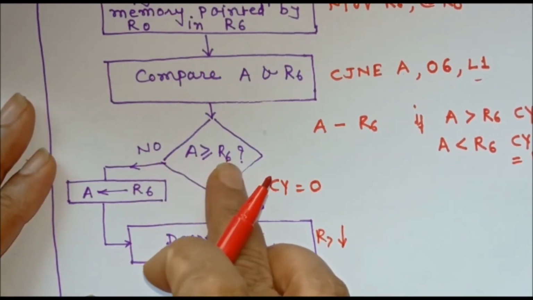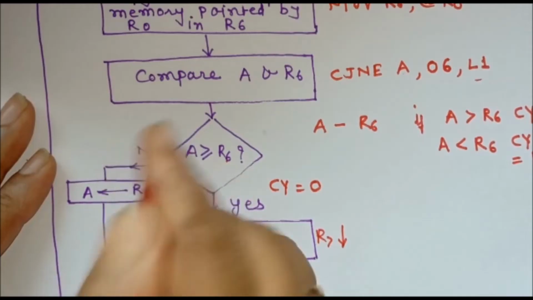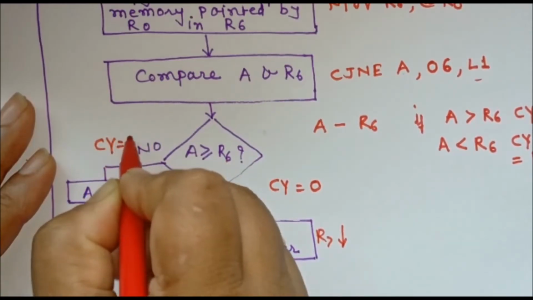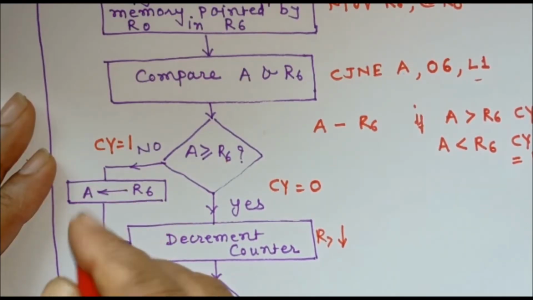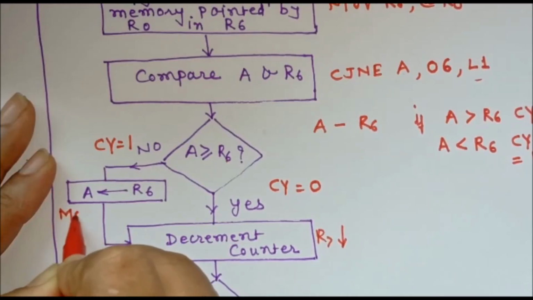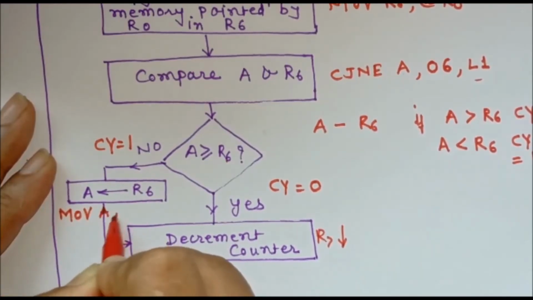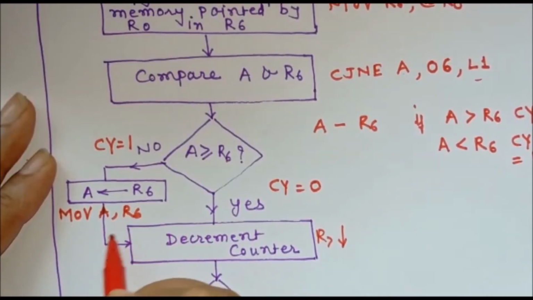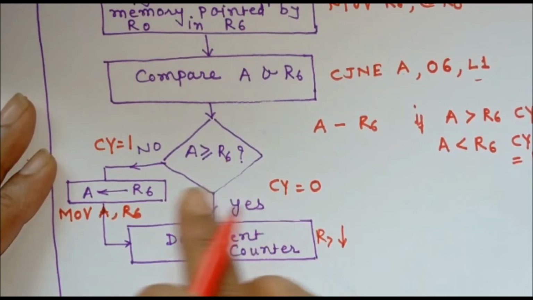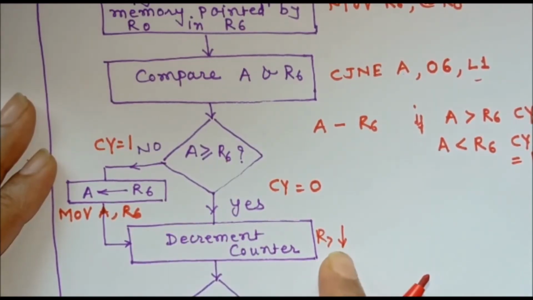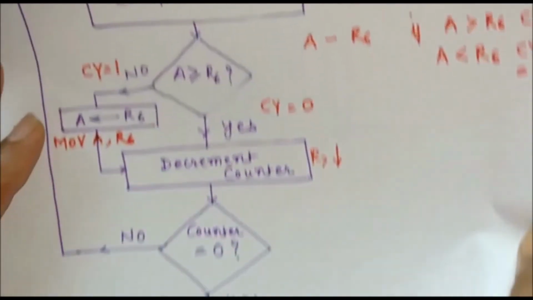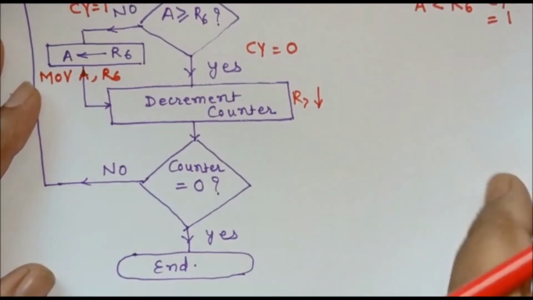If accumulator contents are not greater than R6, that means carry flag is set to 1, then larger number is in register R6, so we'll move contents of R6 into accumulator. So we'll use simple instruction MOV A, R6, move contents of R6 into accumulator. After this operation is performed one time, we'll decrement counter, that is register R7, and we'll check whether this counter is 0 or not.